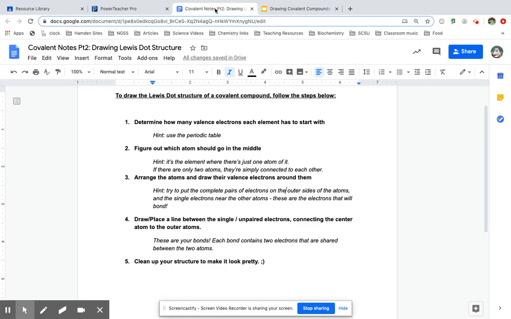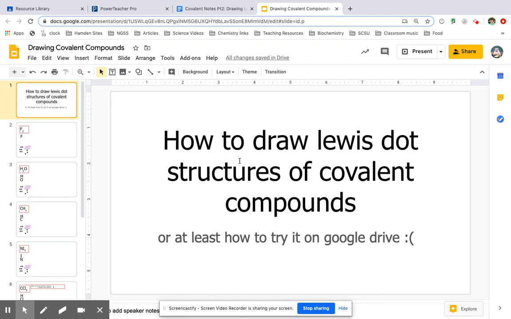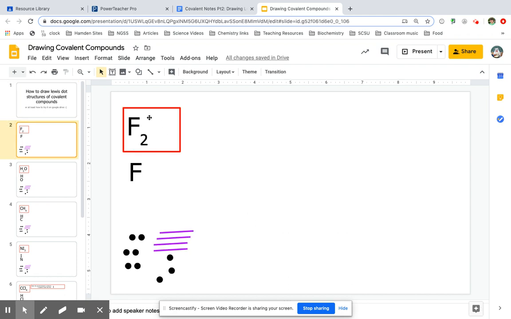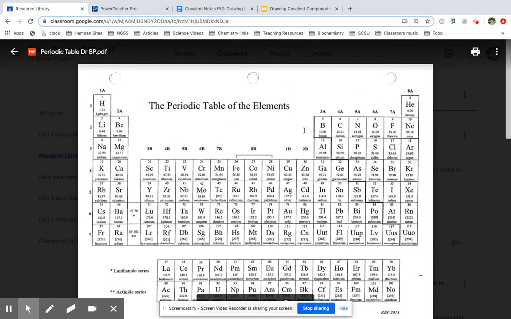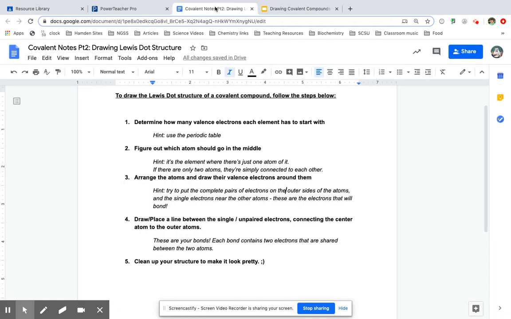All right, to draw covalent compounds, first you need to figure out how many valence electrons each element has to start with. So for our first example, we're going to do the compound F2. We're going to find F on our periodic table. Here is F right here. It's in the 7A column. So that means that each fluorine has 7 valence electrons. That's step one.